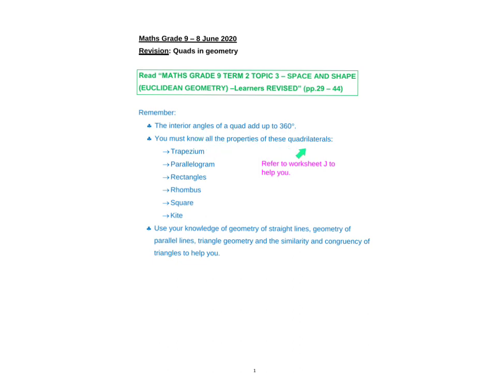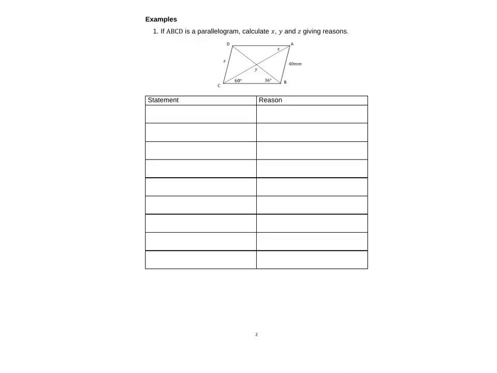Then you must know all the properties of the following quadrilaterals. You can refer to the previous lessons that we've done on that. So the trapezium, parallelogram, rectangles, rhombus, square, and kites. And then anything that we've learned in geometry so far would be helpful to you to solve certain side lengths or angles that we have to find in the problem solving.